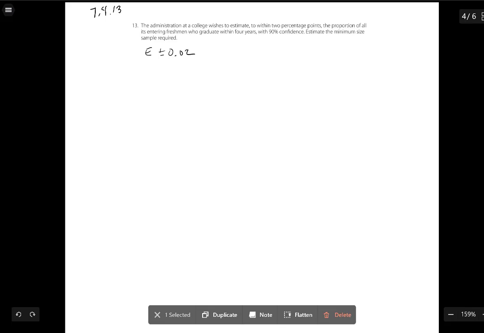0.02 as the 2%, within 2 percentage points. All freshmen. So we're looking at a confidence interval of 90%. So alpha equals 0.10. And we'll be needing alpha over 2 here in a moment, I'm sure. So 0.05.